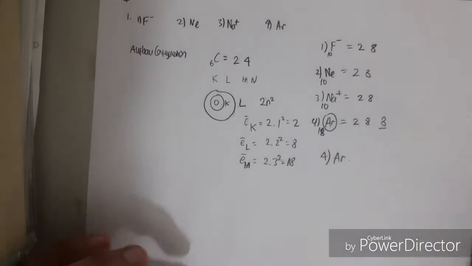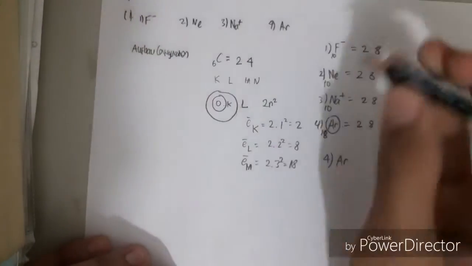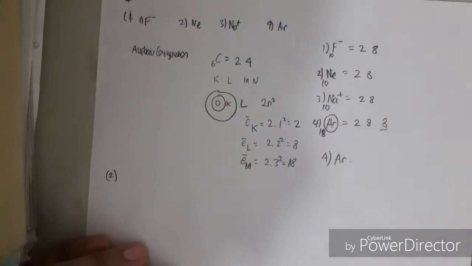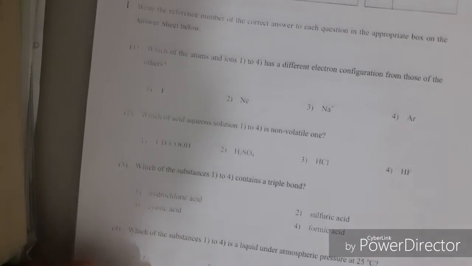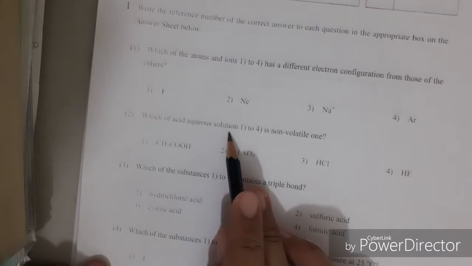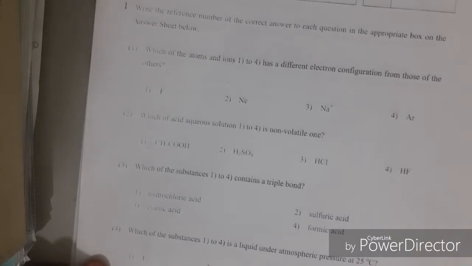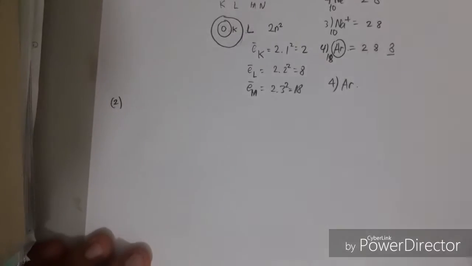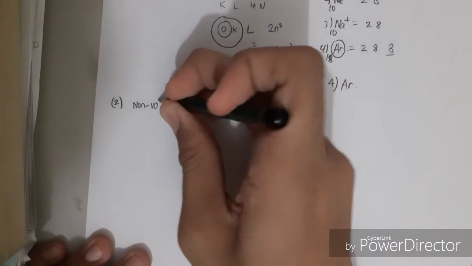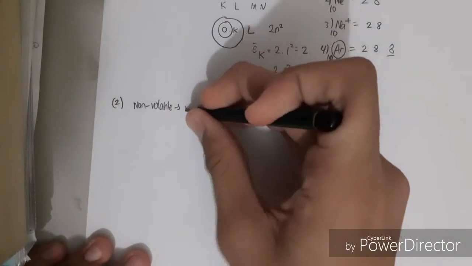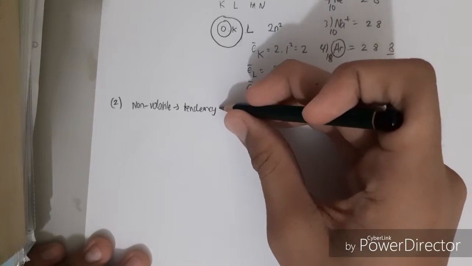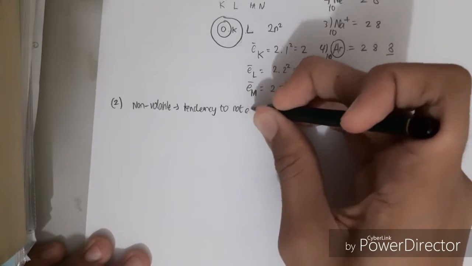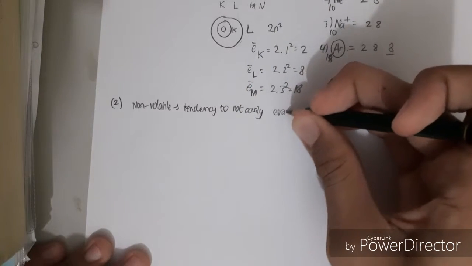So let's go for number 2. Number 2 says: which of the acid aqueous solutions from 1 to 4 is non-volatile? So what is non-volatile? Non-volatile is the tendency for a molecule, atom or compound to not easily evaporate.